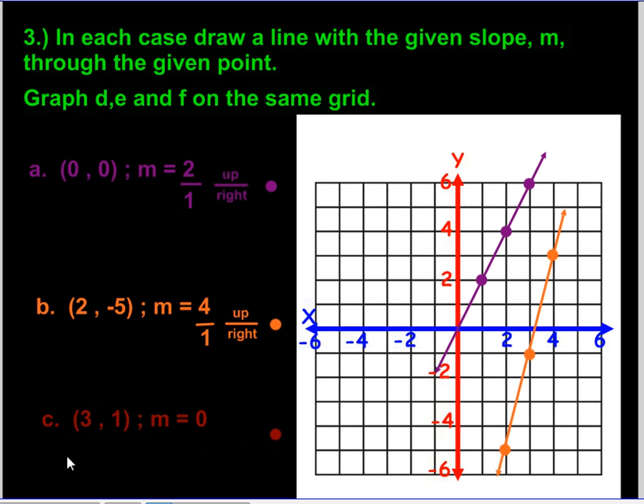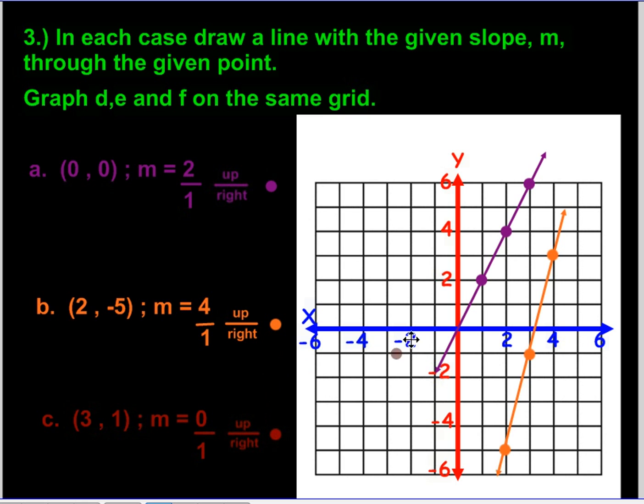Now let's move on to C. We have (3, 1) with m equaling 0. Again, even though it's 0, we still want to turn this into a fraction, so we put it over 1. And so that means we're going to be moving 0 up and 1 to the right. So let's see how that works out.